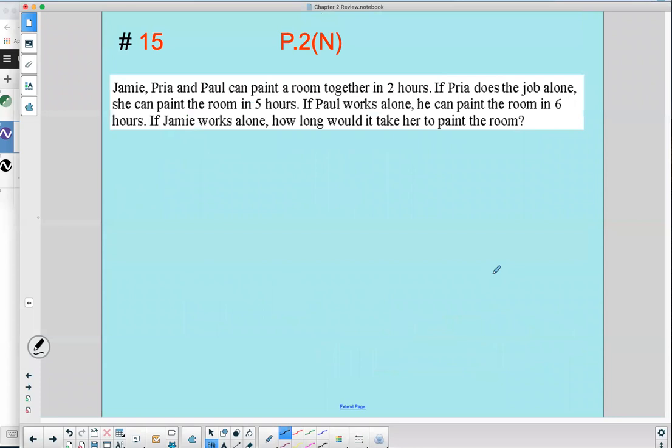All right, we got 4 left. I got 11 minutes for them. Jamie, Priya, and Paul can paint a room together in 2 hours. If Priya does the job alone, she can paint the room in 5 hours. If Paul works alone, he can paint the room in 6 hours. If Jamie works alone, how long would it take her to paint the room?